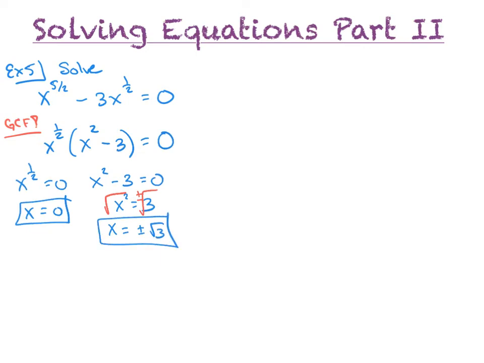Okay, so always check for those GCFs. Let's do another example that's similar, but not the same. So let's solve x to the 4th minus 5x squared minus 36 equals 0.